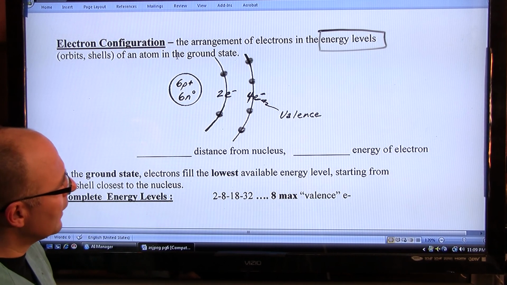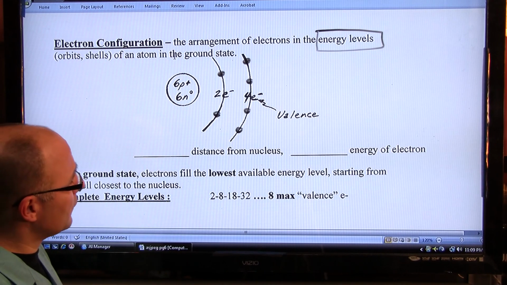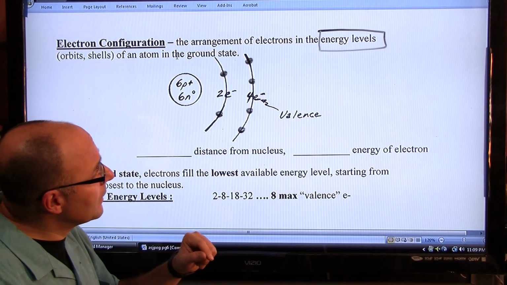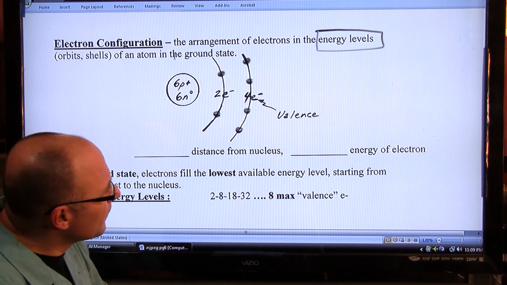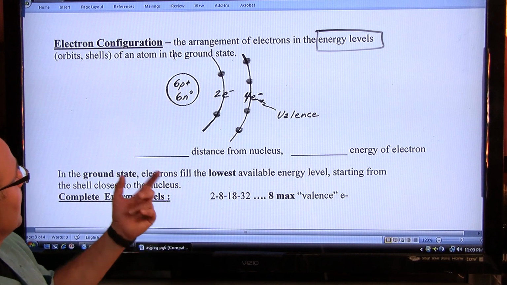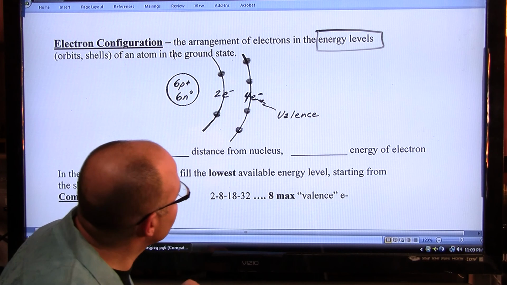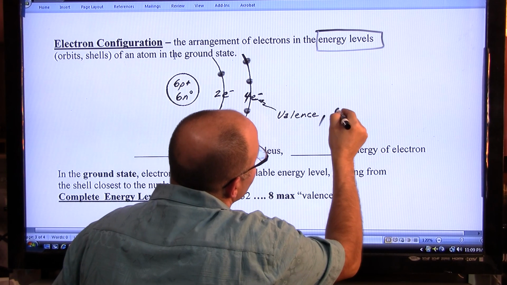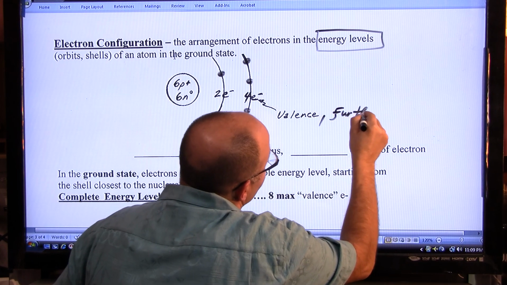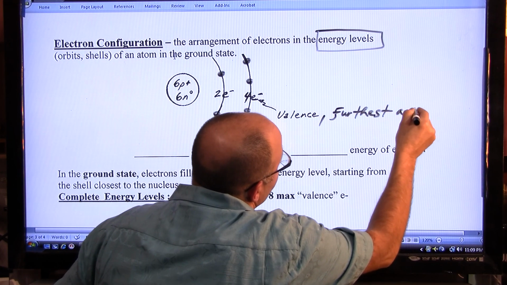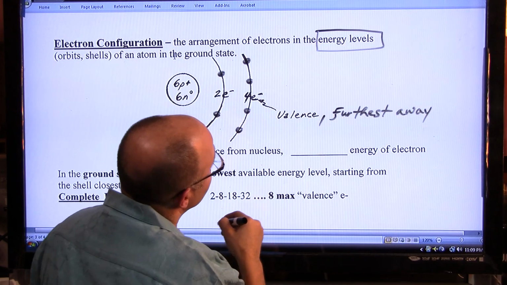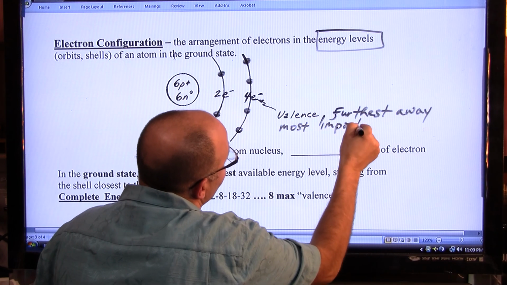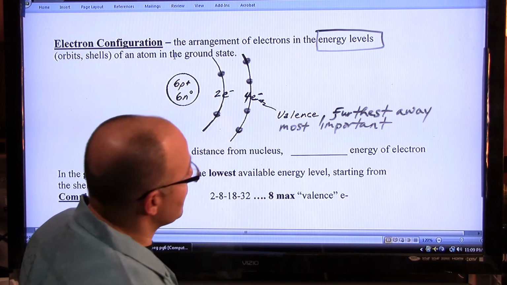Because the valence electrons are the most important electrons. The valence electrons are the ones that are furthest from the nucleus, and they're the most important because the valence electrons will be involved in the chemical reactions of this element. So, valence electrons are the furthest away from the nucleus, and they're the most important. Carbon has 4 valence electrons.